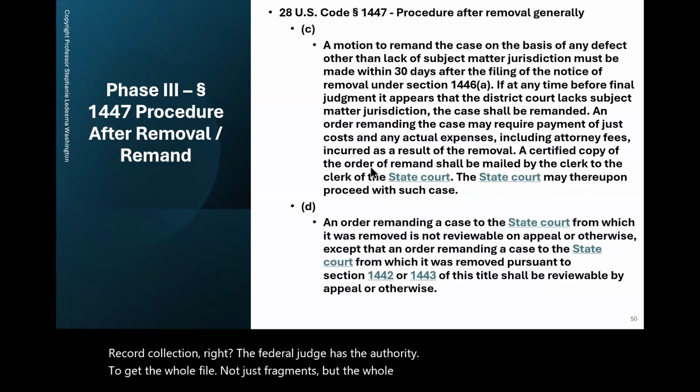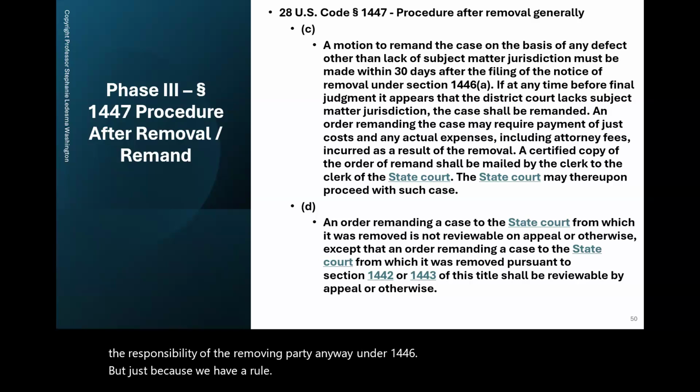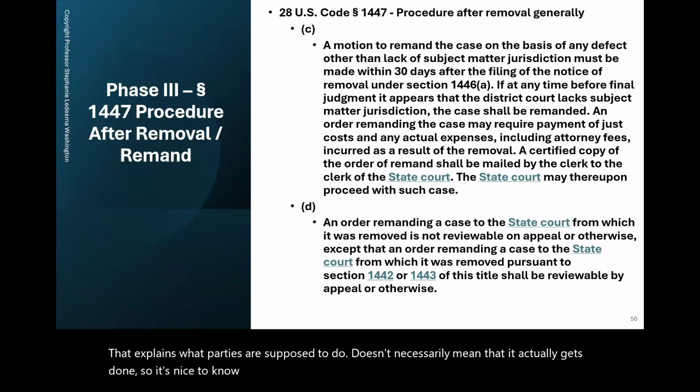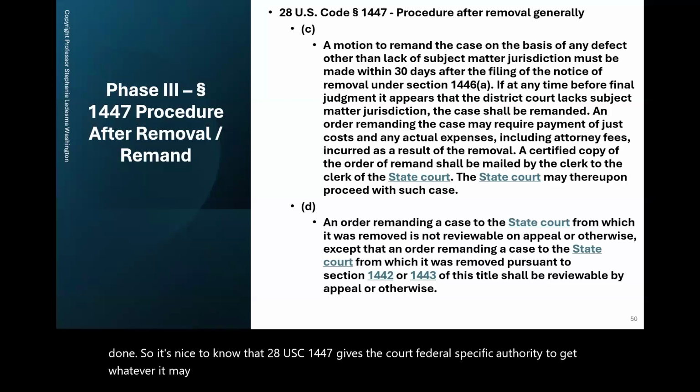We learned that this is generally the responsibility of the removing party anyway under 1446. But just because we have a rule that explains what parties are supposed to do doesn't necessarily mean that it actually gets done. So it's nice to know that 28 U.S.C. 1447 gives the court specific authority to get whatever it may need in order that the newly removed case continue to be managed and worked.